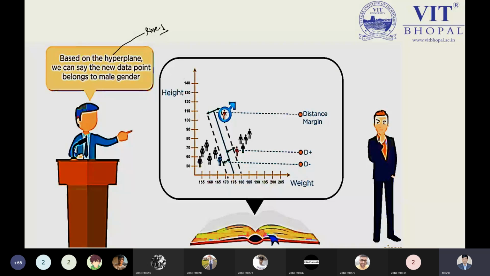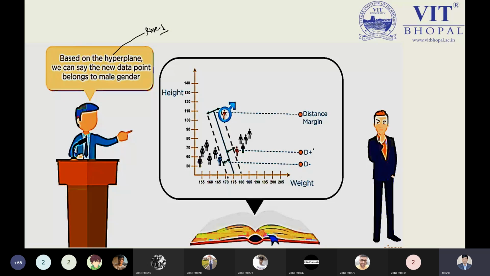So we can see the new data points belong to the male gender. That is the symbol we are using. Now you can see D1 plus and D1 minus, the margin between the hyperplane and our support vector. It is the distance between the hyperplane and the support vector. So what is D plus saying to us?